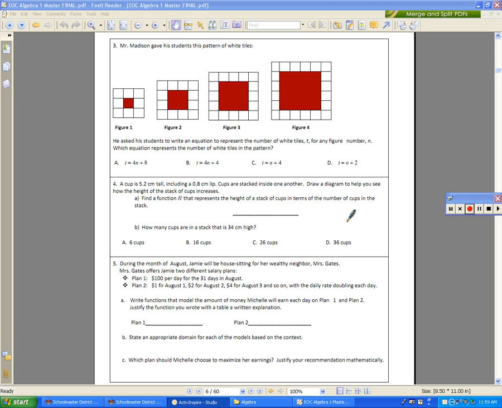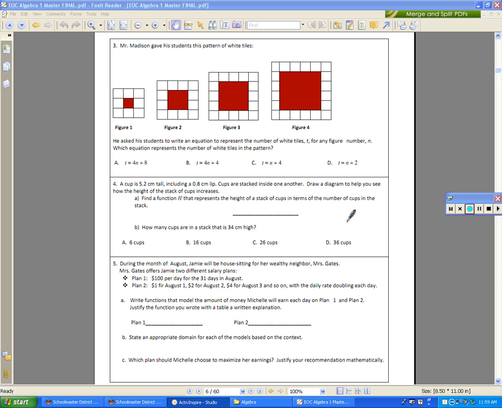So if I don't include the lip of the first cup, my stack is 4.4 tall, and then I'm going to add 0.8 of a centimeter each time I have a cup. So if I have one cup, I add just 0.8 onto it and get 5.2. If I have two cups, I need to add another one on there, and that will give me 6, and so forth, okay?